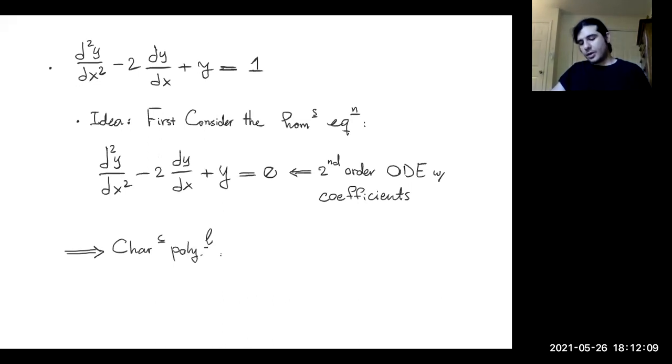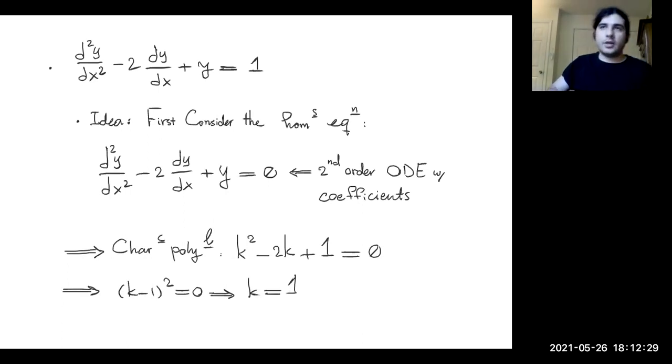Now, the characteristic polynomial here would be k squared minus 2k plus 1. We should let that be equal to 0, and we should solve this polynomial. Now, this polynomial is equal to (k minus 1) squared equal to 0. Therefore, k is equal to 1.